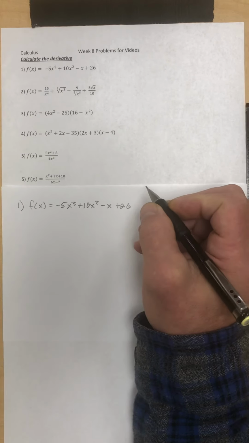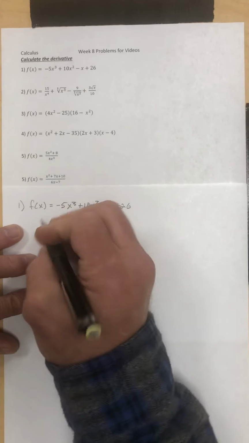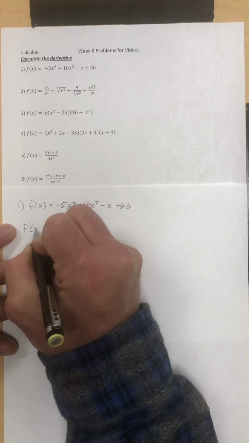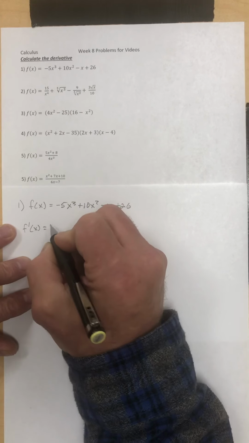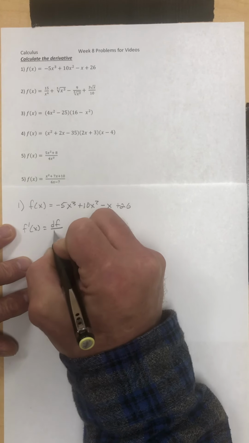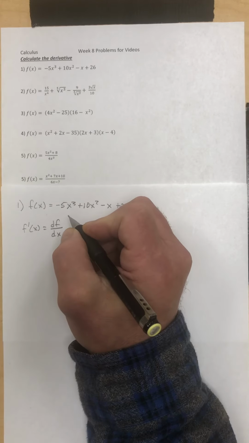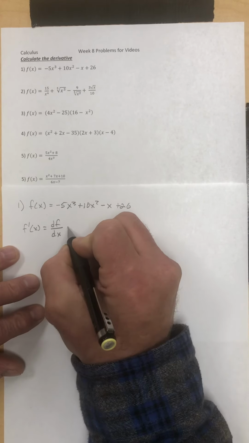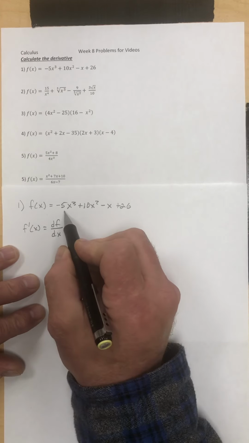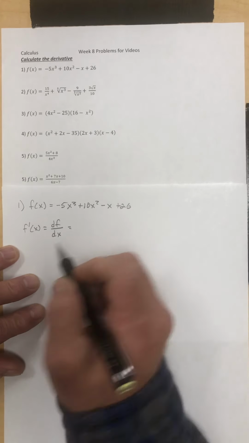This guy is real straightforward. Whether you want to call your derivative f prime of x or if you want to say df dx, it doesn't make any difference. We use all that notation freely. So all we have to do is just apply the power rule to all four of these.